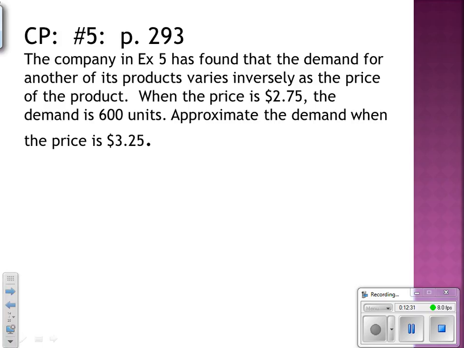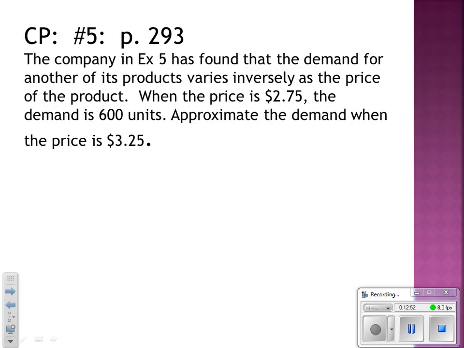Moving on to page 293, let's take a look at another checkpoint problem with inverse variation. It says the company in example number 5 has found that the demand for another of its products varies inversely as the price of the product. When the price is $275, the demand is 600. Approximate the demand when the price is $325.